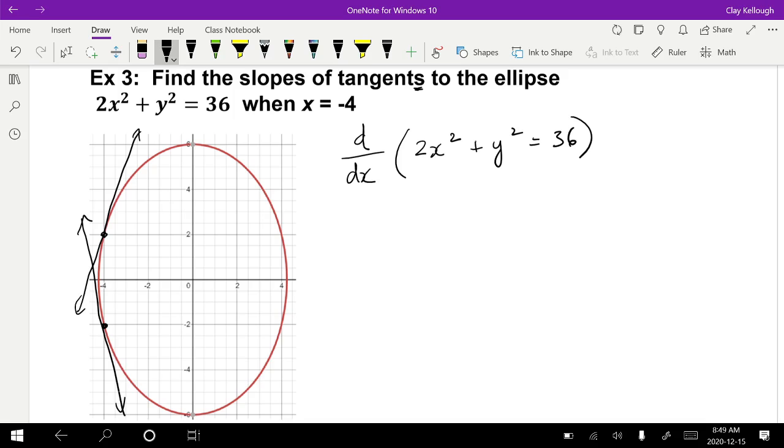So the derivative of 2x squared is 4x. The derivative of y squared is 2y times dy dx. And the derivative of 36 is 0.